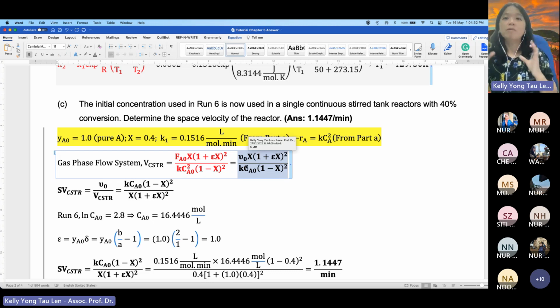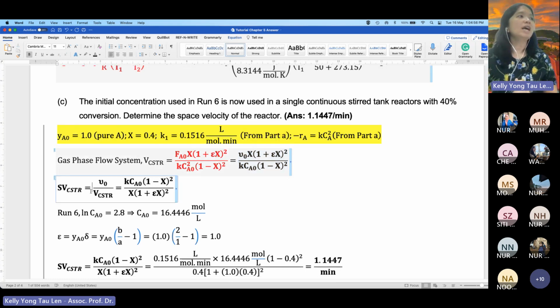Okay, so tapi belum settle lagi kan sebab kita nak cari space velocity. So remember back, space velocity akan sama dengan epsilon naught per volume CSTR. So then what happens to my equation?